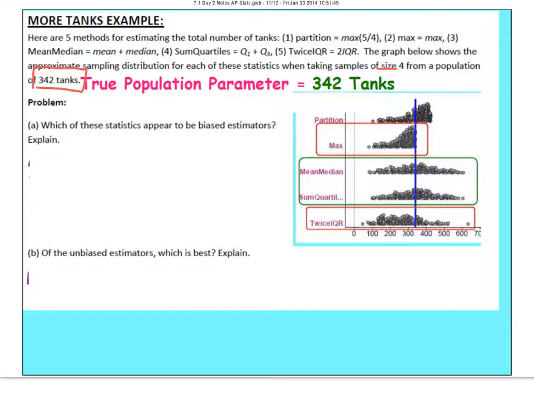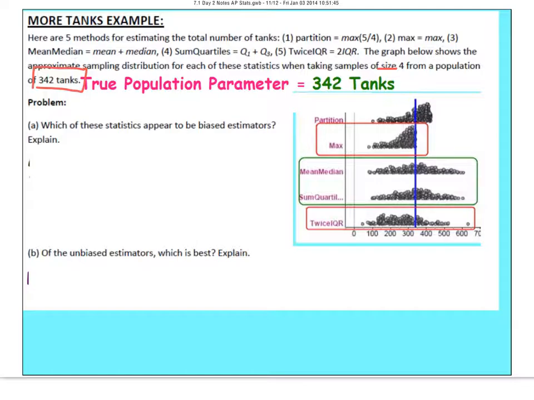Now the maximum, this graph is definitely skewed to the left, so we know if we take all these dots and average them out, it's going to be somewhere in here, which is very much far away. And then the partition method, if you take the average, it's going to be probably a little bit closer to the actual true population parameter than the maximum.